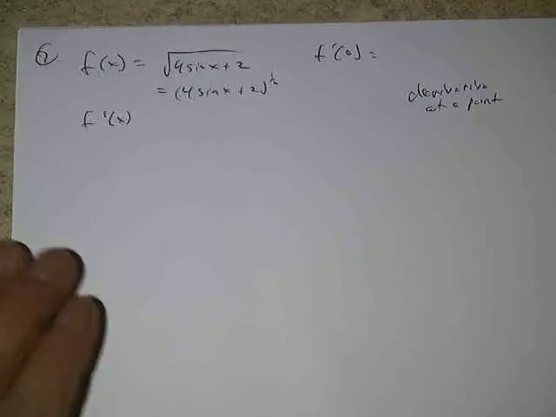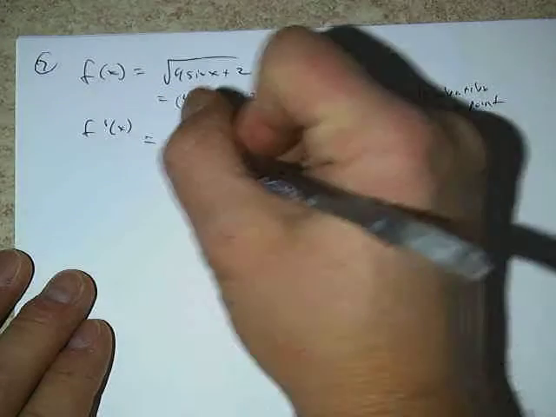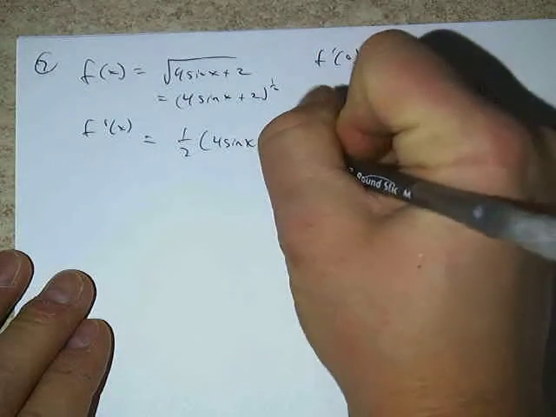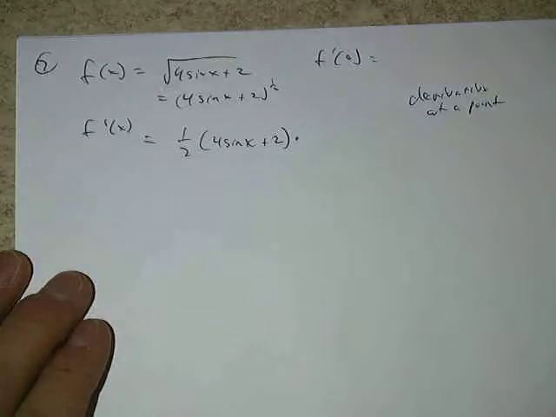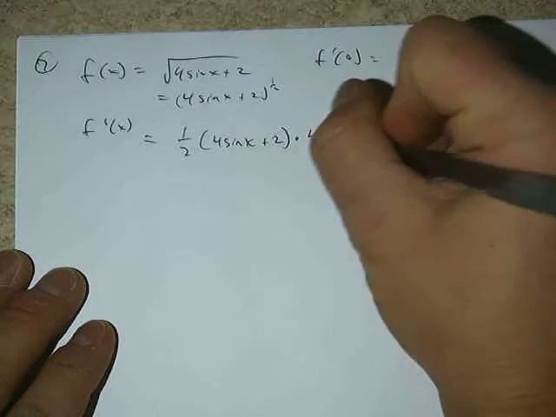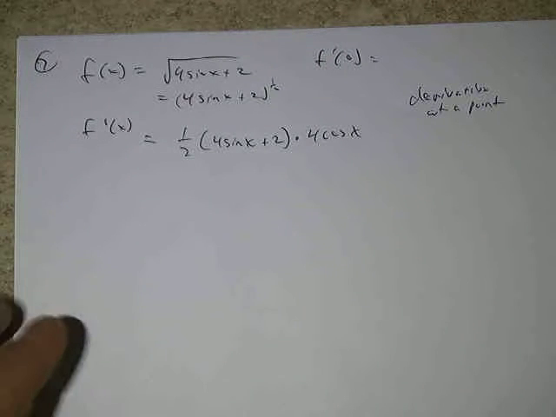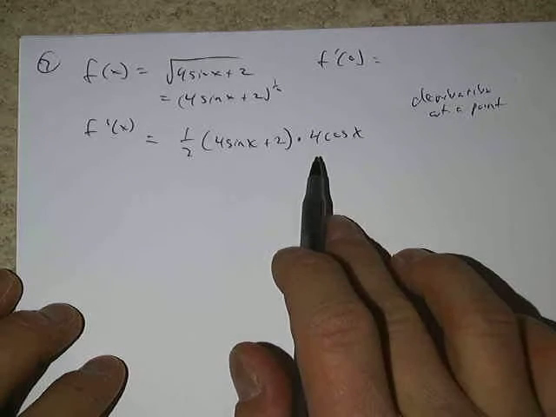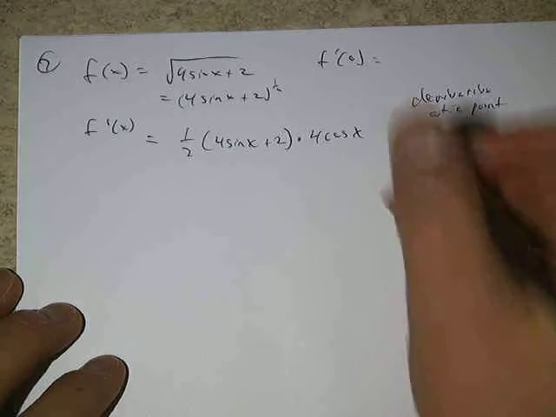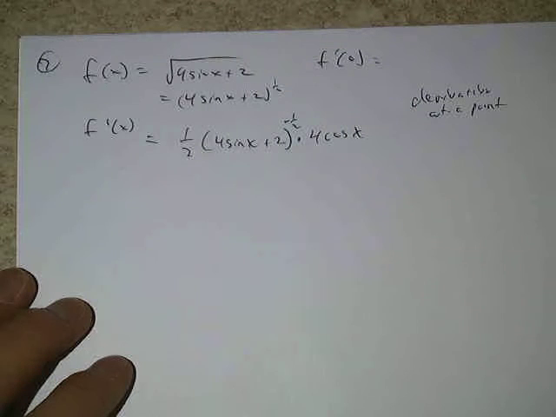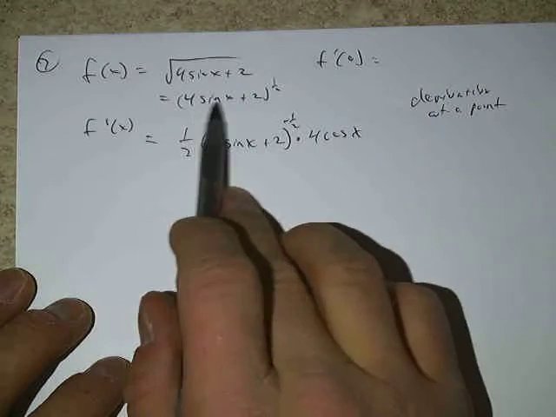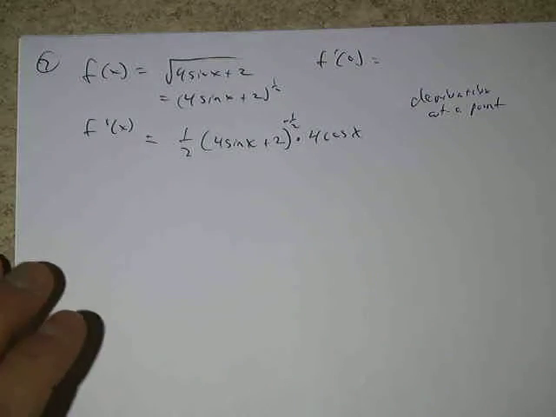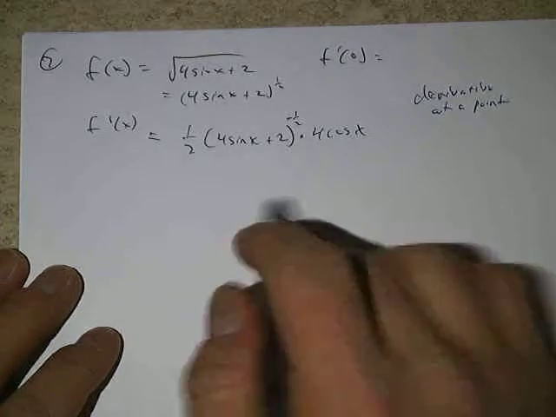That way we can use the generalized power rule here, recognizing the power function is the outside function. So the derivative would be 1/2 times 4 sine x plus 2, to the negative 1/2, times the derivative of 4 sine x plus 2, which ultimately would be 4 cosine x. Questions on the derivative part? Actually, you know what, I did forget the multiplier on 4 that comes out when you do the derivative of sine x. Yes, the derivative of 4 sine x would be 4 cosine x, because it's a constant multiple.